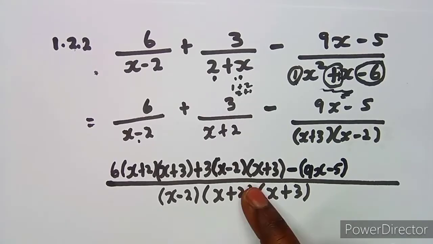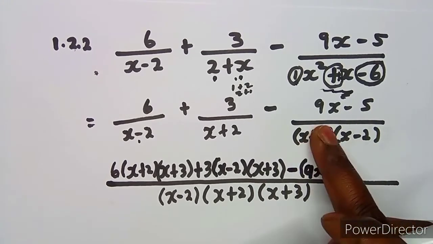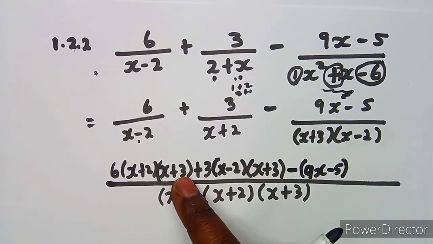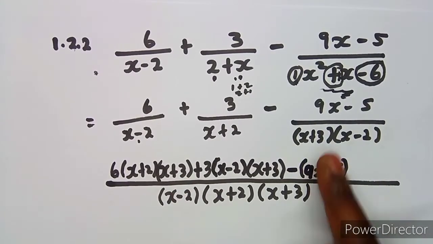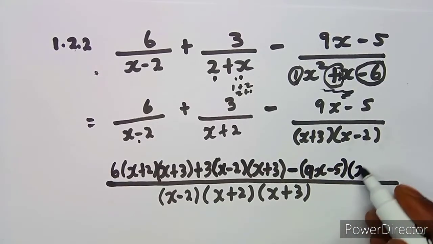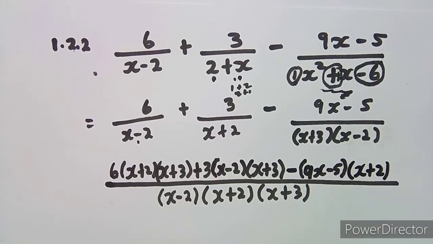So you divide LCD, divide by this denominator here. So x plus 3 and x plus 3 will cancel. X minus 2 will cancel. So which means you are going to be left with x plus 2 because this and this will cancel, this and this will cancel. So you'll be left with x plus 2, like this. So that's how you go about it, guys.